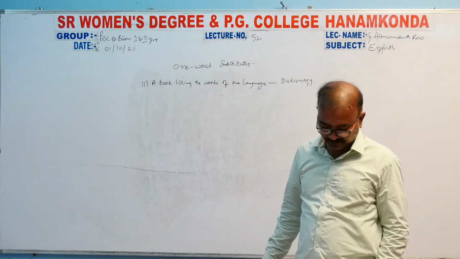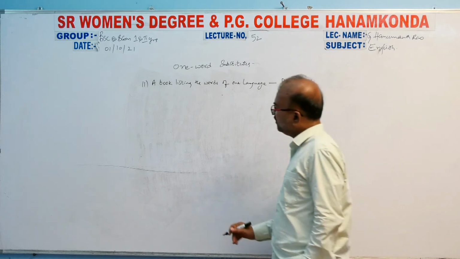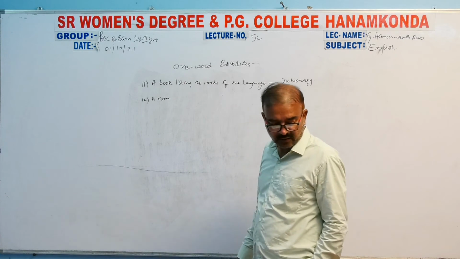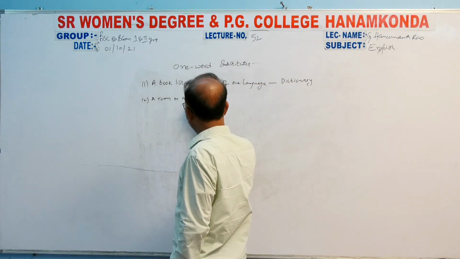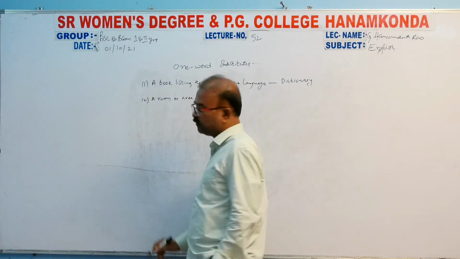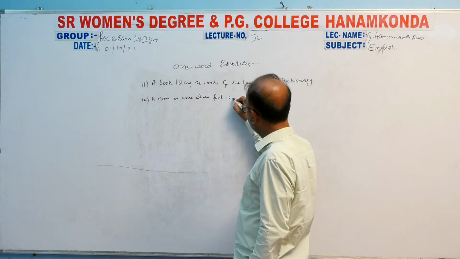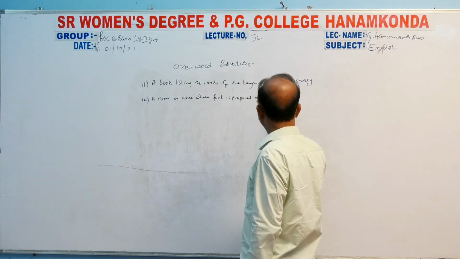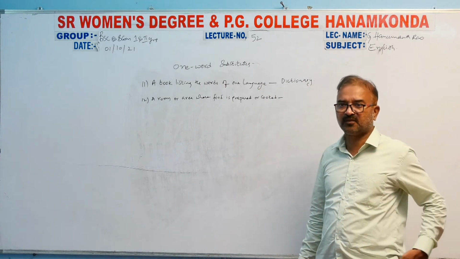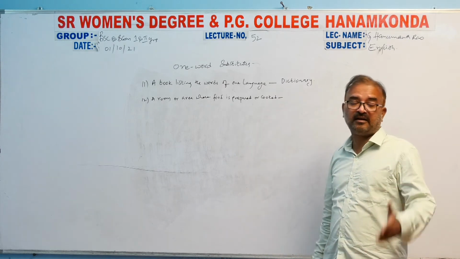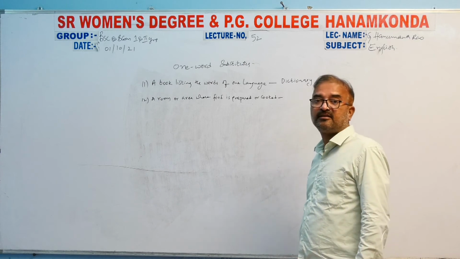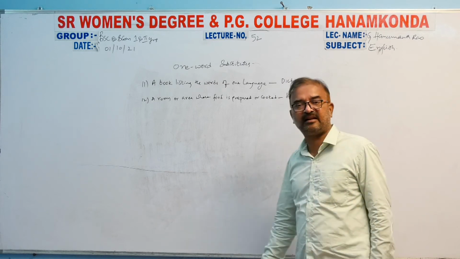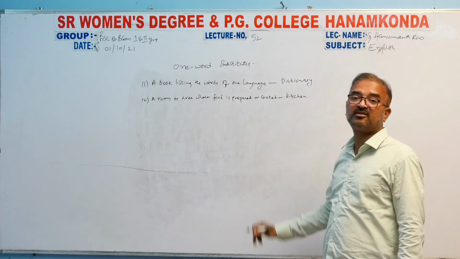Okay, and another one. You should know this one. A room or area where food is prepared or cooked. A room or area where food is prepared or cooked. Girls, I hope you know this. By now you might have got the answer to this one. This is part of every household, and that is called kitchen. A room or area where food is prepared or cooked is called kitchen.